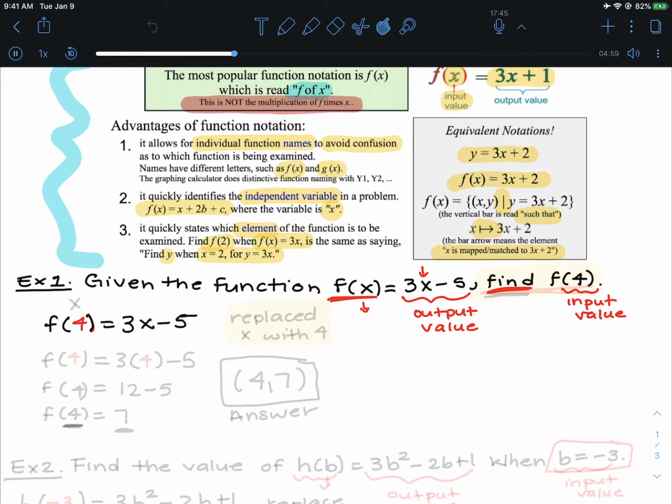Okay, so if you notice here, what used to be in the place of the 4? Well, I used to have an x, right? But now I replaced the x with 4. Okay?